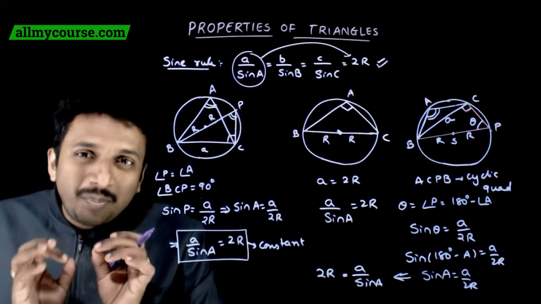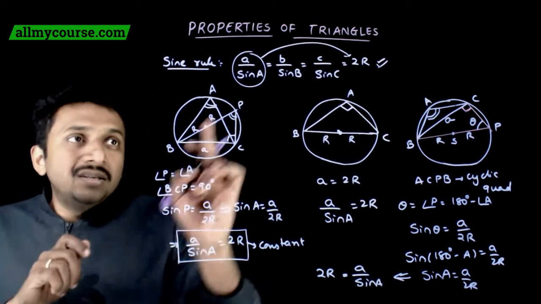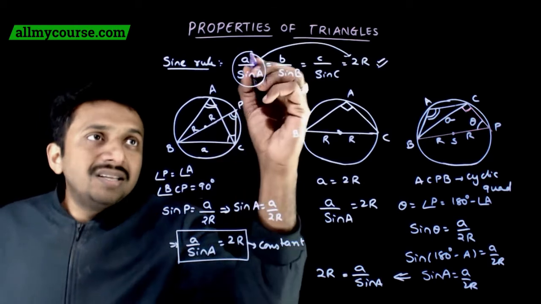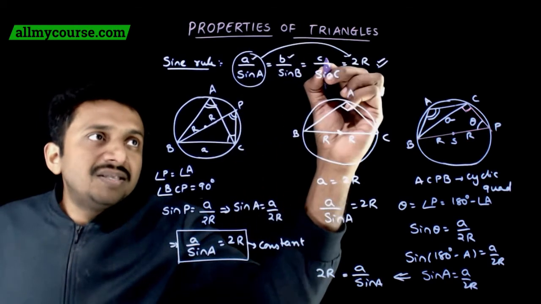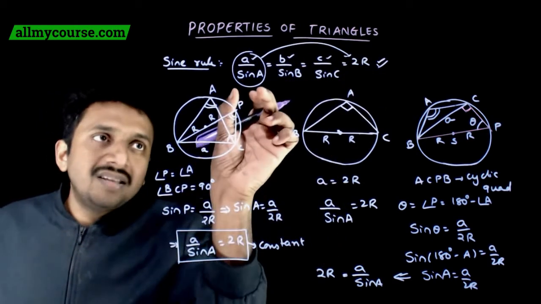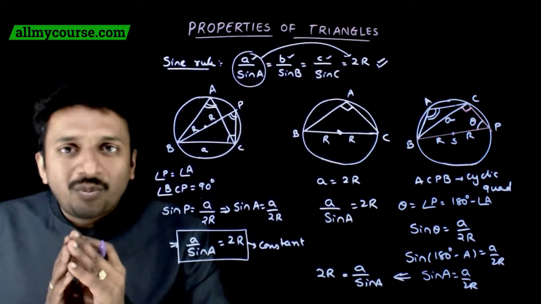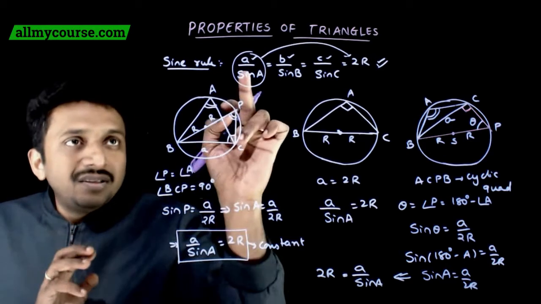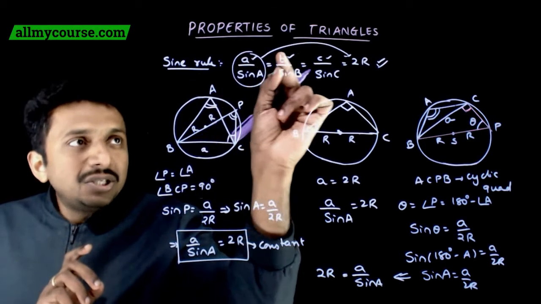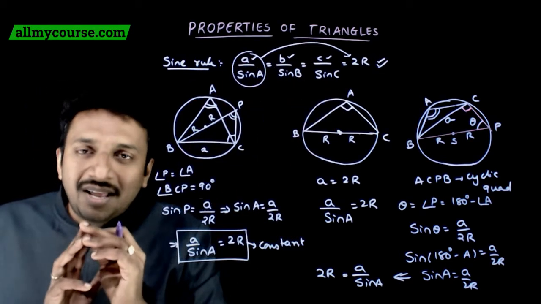And what is the importance of the sine rule? The sine rule says that the ratio of the sides a, b, c is the same as the ratio of the sines of the angles opposite to them. So the sine rule gives you the ratio of the sides of the triangle.